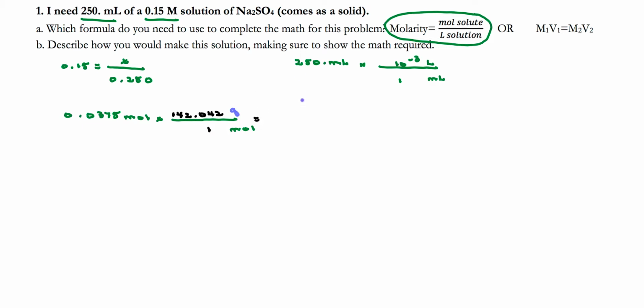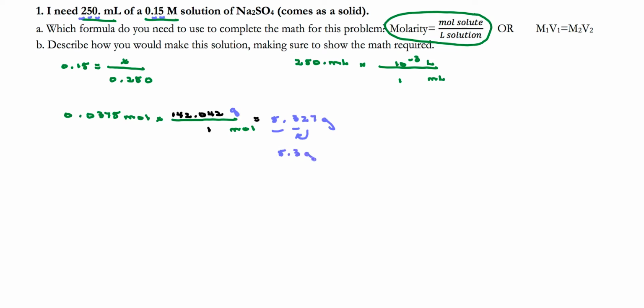Okay, so now what I'm going to do is take the number of moles, 0.0375, and multiply by my molar mass. And what I get, unrounded, is 5.327 grams. Keep in mind 250 has 1, 2, 3 sig figs because there's a decimal there. 0.15 has 2 sig figs. So this is going to round to 5.3 grams.